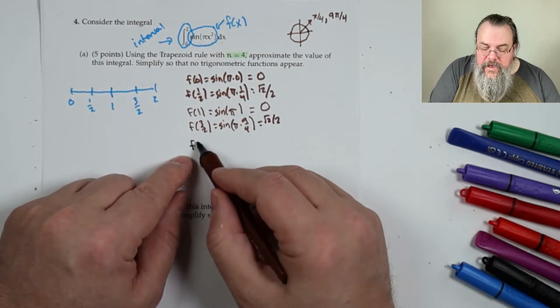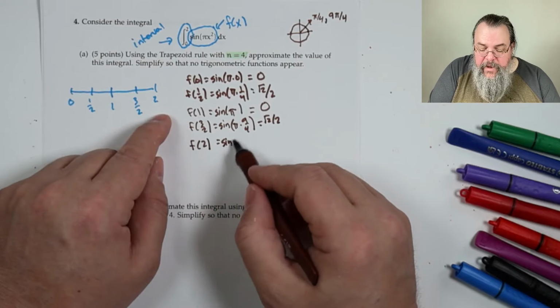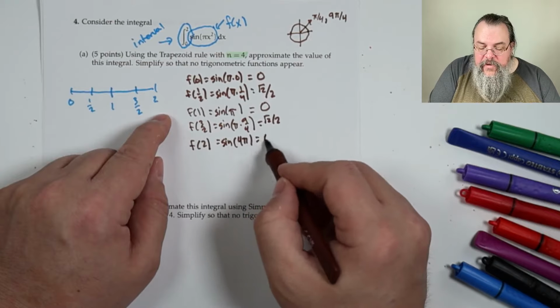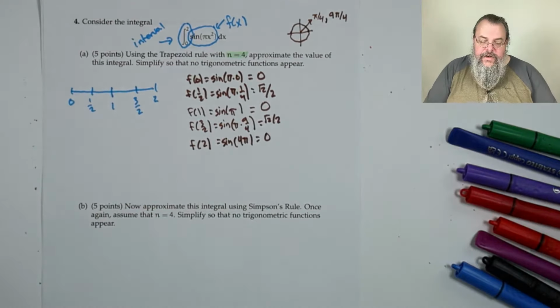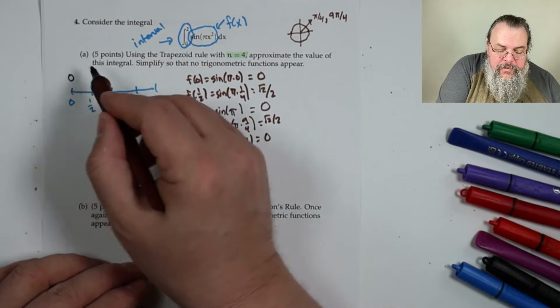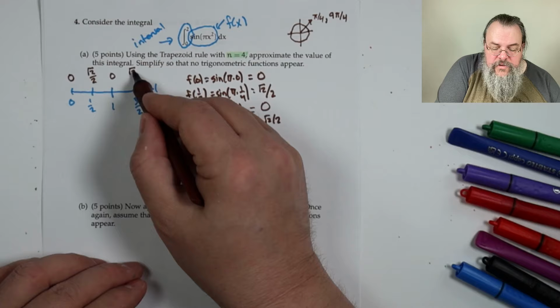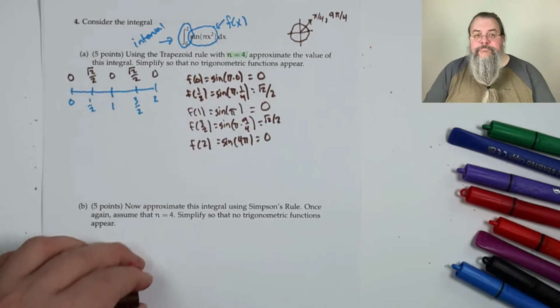And the last thing we need is f of 2. So that's sine of 4 pi, and that's 0. Okay, so good. So we can go ahead and mark it on top of here: 0, root 2 over 2, 0, root 2 over 2, 0.